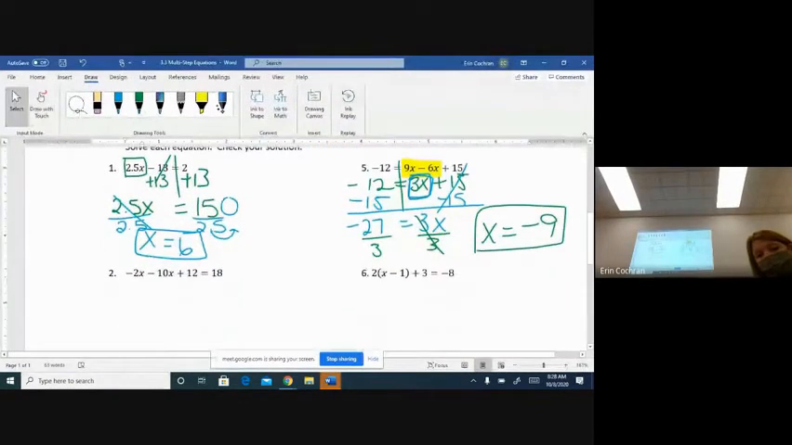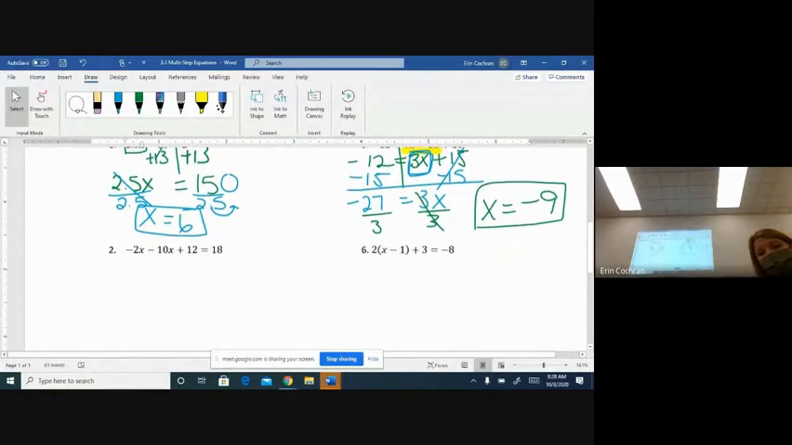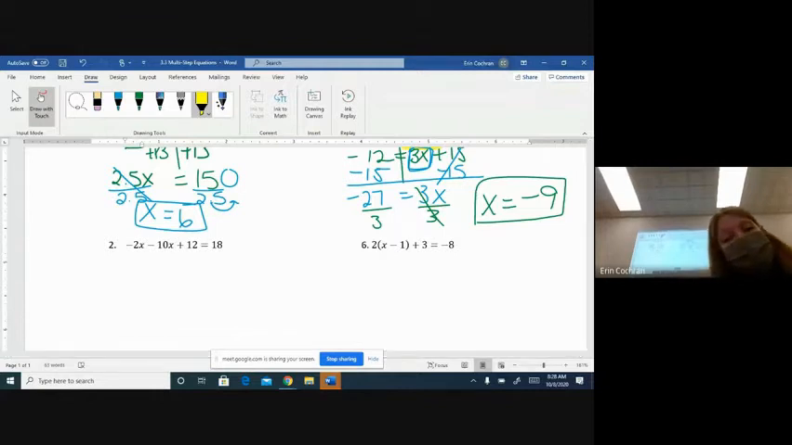Okay. Let's look at number 2. So number 2 here, do we have any parentheses? Nope, so we're good there, okay? So then I need to combine like terms, and are these like terms on the same side or different sides? Same side, so we're just going to combine them. What's negative 2x minus 10x?